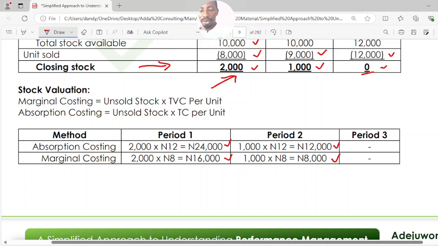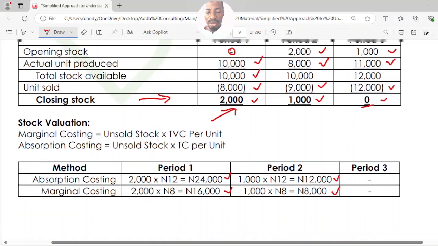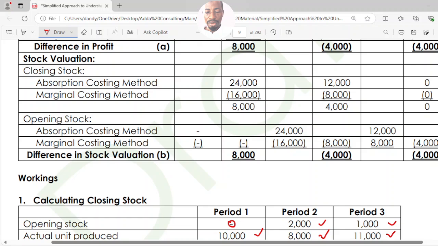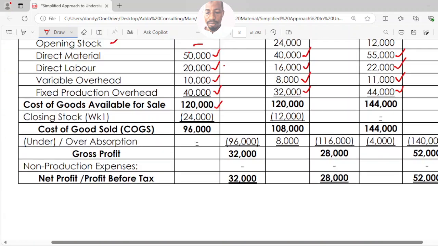So let's go and post. In the first period, closing stock under absorption is 24,000 naira. So let us go and post that. This is the 24,000 that you are seeing here. Therefore, 120,000 minus 24,000 will give us cost of goods sold of 96,000.